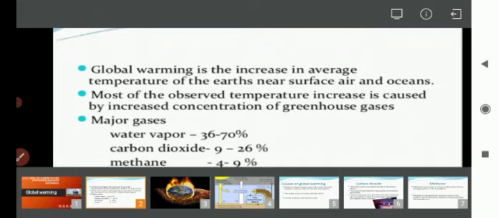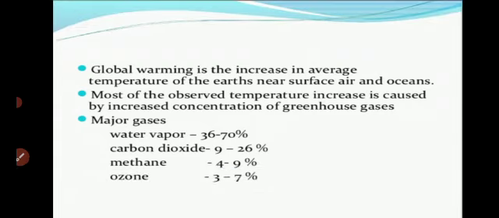So, global warming is the increase in the average temperature of Earth's near surface since the mid 20th century and its projected continuation. Global warming is the increase in average temperature of the Earth's near surface air and oceans.